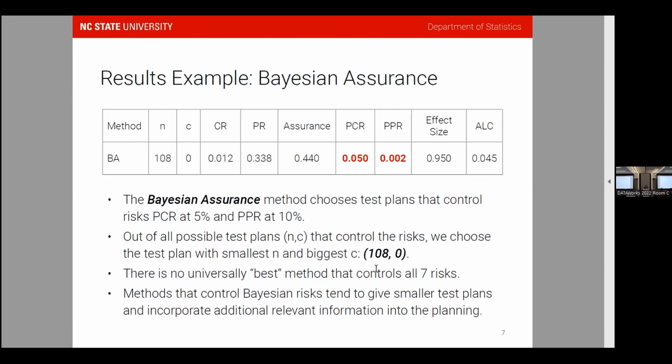And so because of the time, I didn't include all the details about the different methods that we are comparing and what each of the risk metrics mean. So if you're interested, please come and check out the poster, and I'd be happy to take any questions.